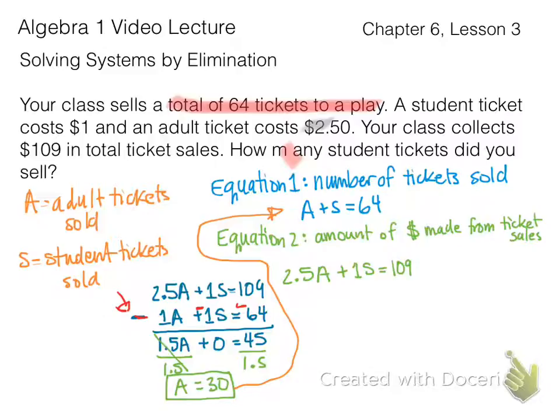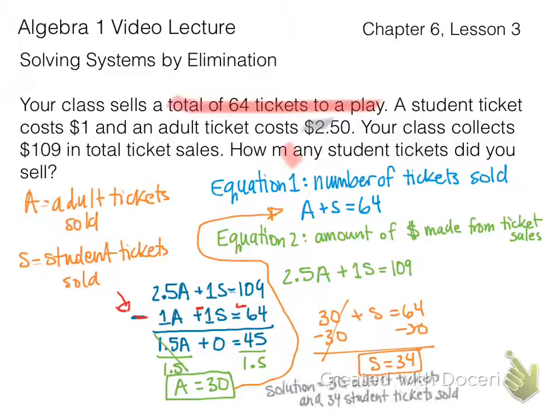So then I need to plug a back into one of my equations. You could have technically picked the second equation to plug 30 back into, but that's a little bit more math than you really need to do, especially when equation 1 is a lot simpler. You end up with 30 plus s equals 64, minus 30 on both sides, s equals 34. So that means that we sold 34 student tickets and 30 adult tickets.